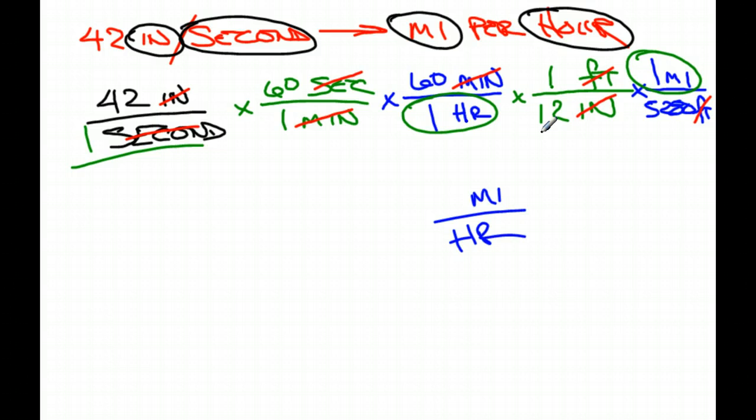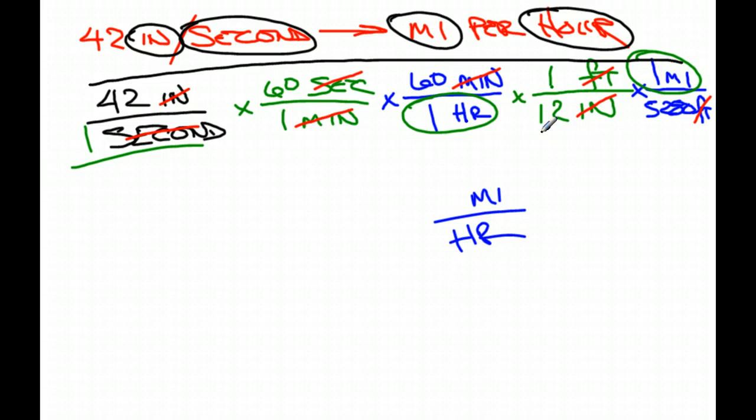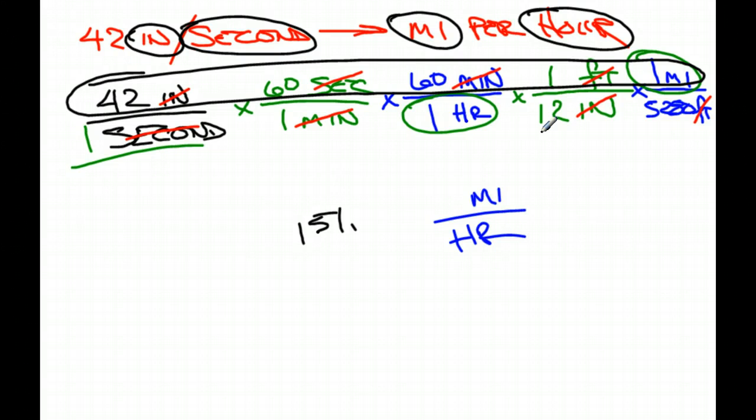Okay, so at this point, I have miles on top, I have hours on bottom. I take my numbers on the top, multiply them all out. So it's 42 times 60 times 60. 151,200. Sometimes in the book the answer just keeps it as multiplied, but I want you to multiply it out. Even if it's something really big, you aren't going to have any that are huge.